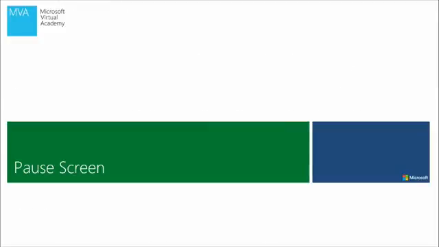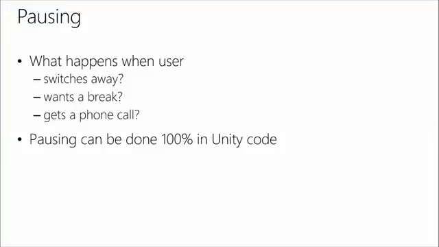Yep. Pause screen. This sounds like it can get tricky, because how do you handle these different states and what's going on in the background? I'm curious to see your viewpoint on this. There are a couple of different ways of doing this. Why would you need a pause screen? What happens when a user does any of the following? Your phone rings. You switch away. You need a break. All of the above. You need to somehow show a pause dialog if you want a friendly game.